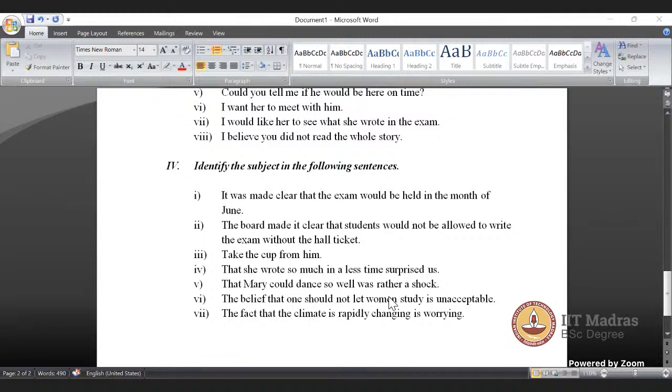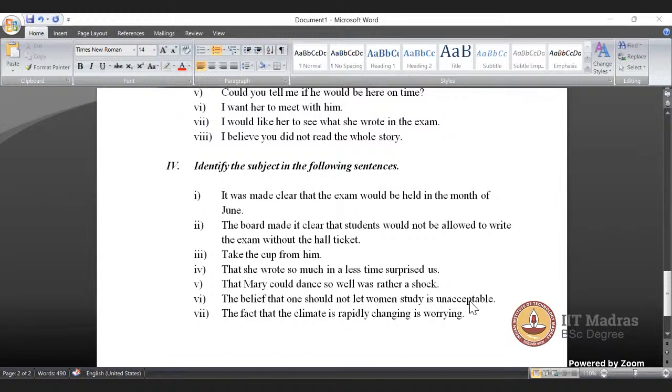And what's the verb here? Was. The verb is was. That's your main verb. And then you have rather a shock as your object, and then you have the adverb added to this. Okay. So that Mary could dance so well is your subject.